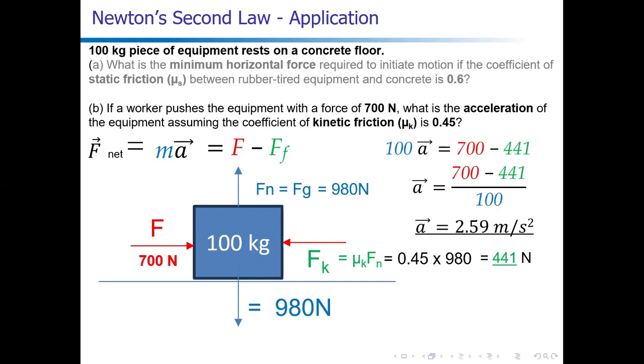Now that the object is in motion, static friction is no longer involved. We subtract kinetic friction instead, and use the remaining net force to find acceleration. This is a classic Newton's second law application, i.e., you calculate the net force, then divide by the mass to get acceleration.